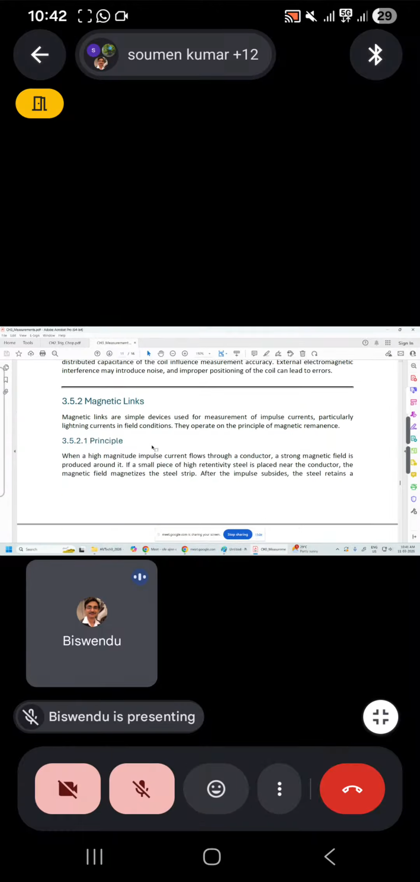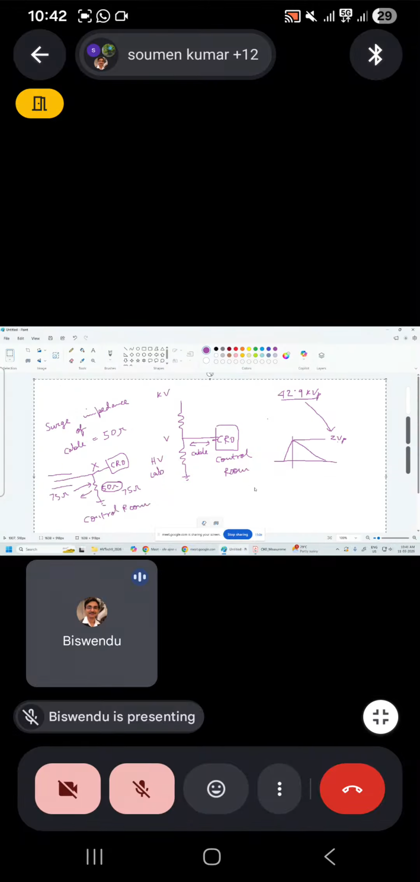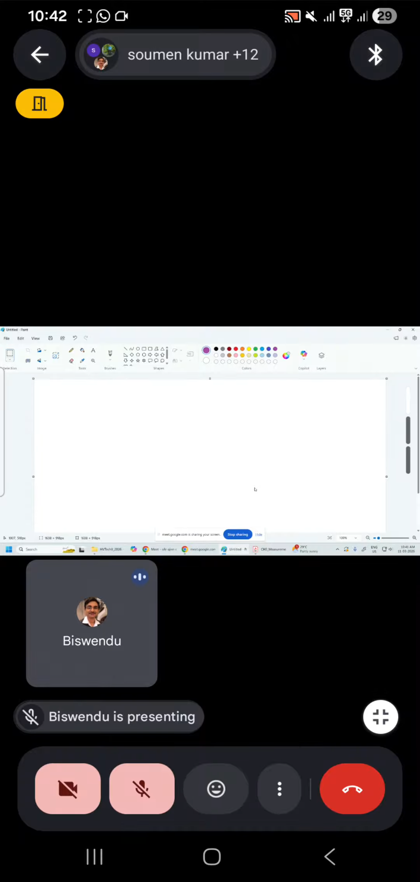And there are magnetic links. This is peculiar. At that time there was no CRO; CRO came much later. But before, CRO was not that portable a device. It was a huge structure and had to be controlled by electronic valves and so on. And what happens, suppose this is the conductor that is carrying the impulse current.